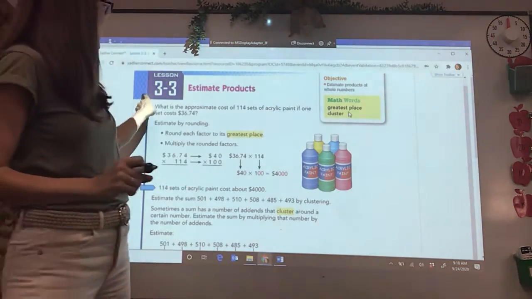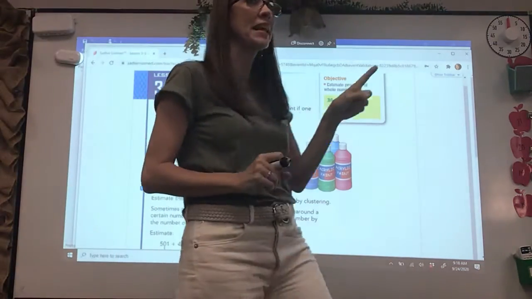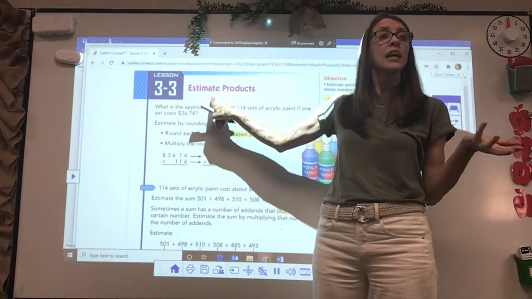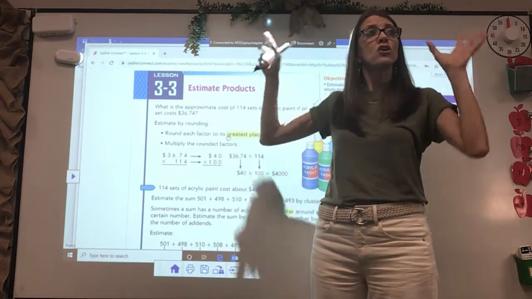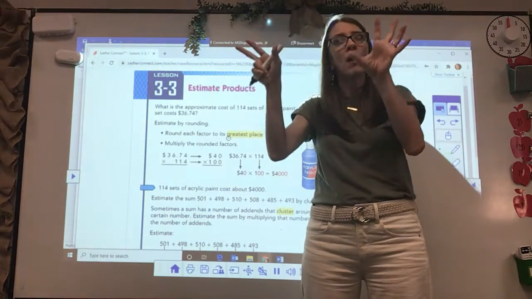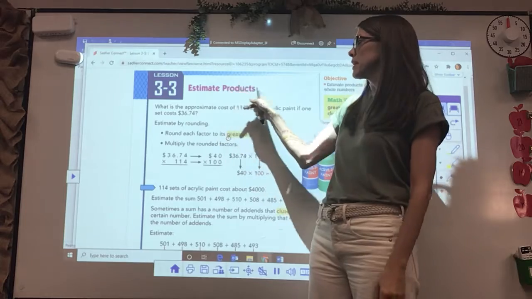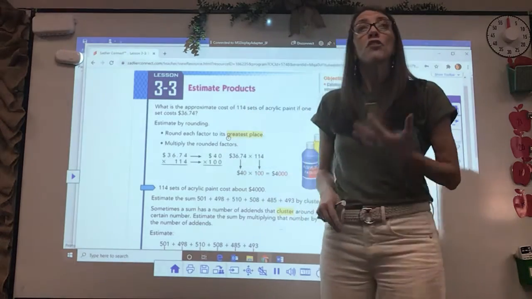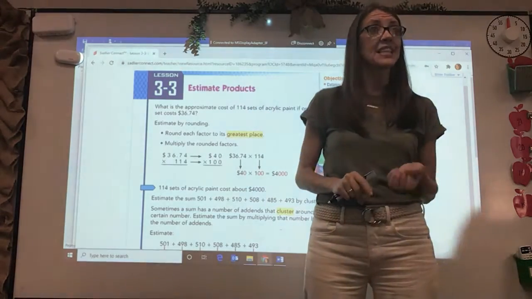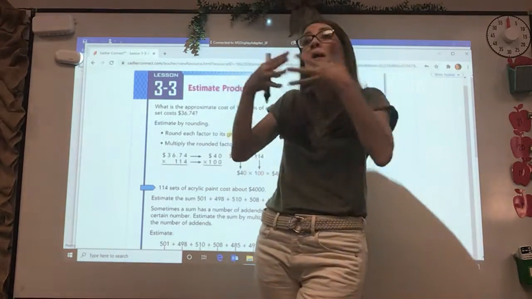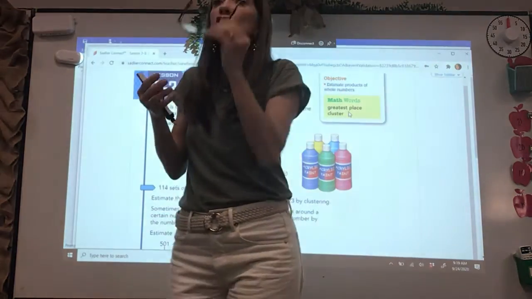So lesson 3-3 is on estimating products. You know what estimating means, right? Yes. If you're estimating, you take both factors and you round them. And then you get your estimate. Products means multiplication. So the good thing is that today's lesson takes two previous lessons that you already know and it just combines them. So that should be no problem.